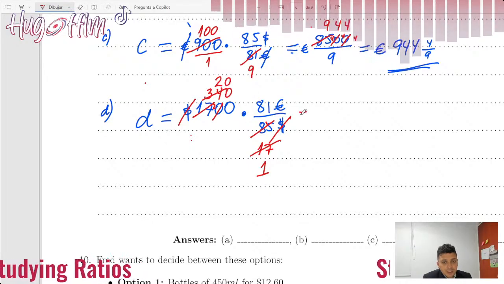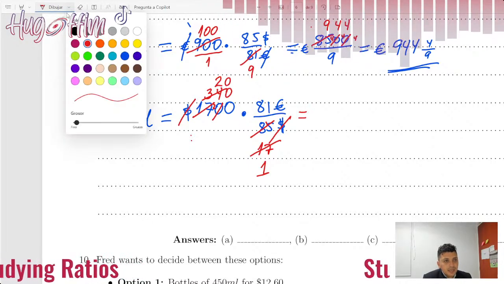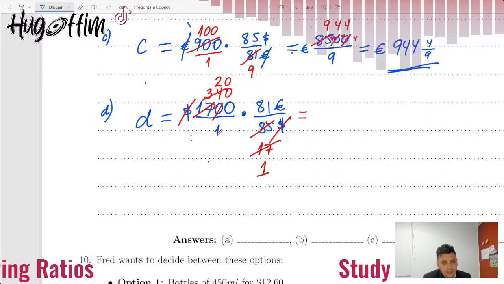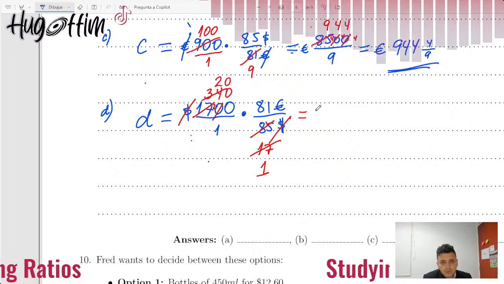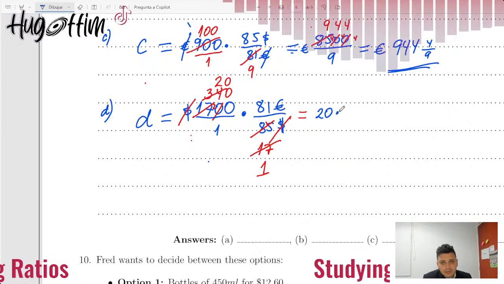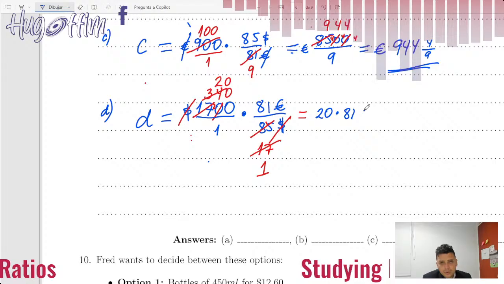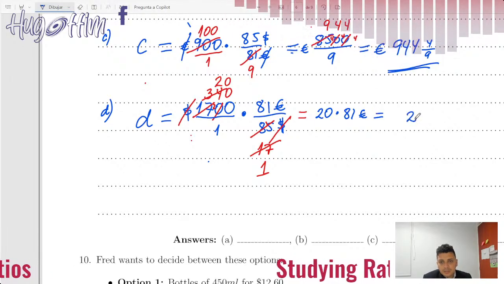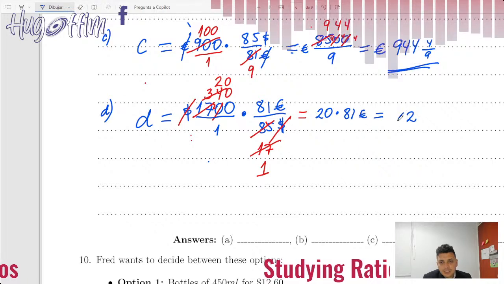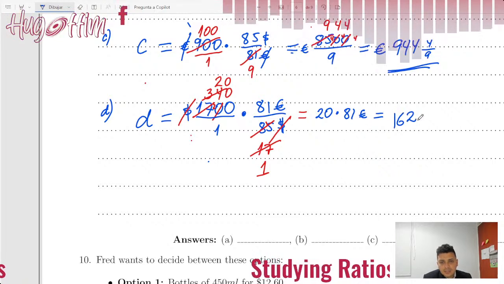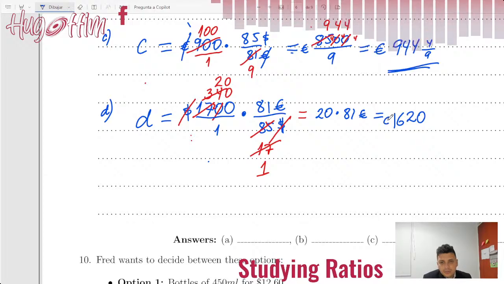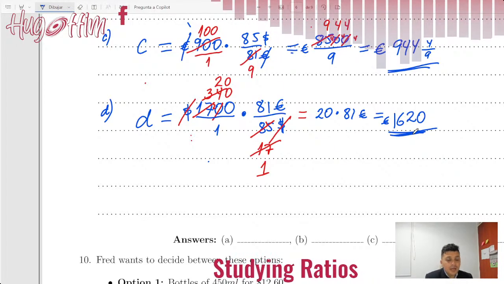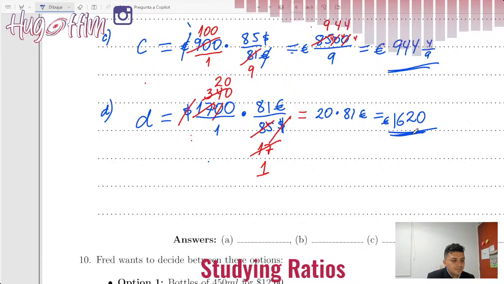So I just need to take 20 times 81 over 1. Well, don't forget to put over 1 here. So 20 times 81 euros. And this is going to be 2 times 1, 2. 2 times 8, 16. 1,620 euros. Okay, and here is how you can convert these two.